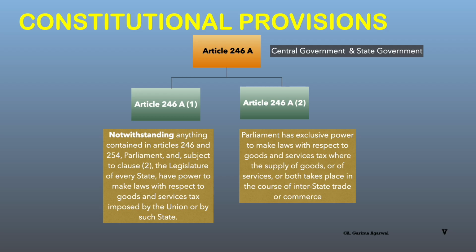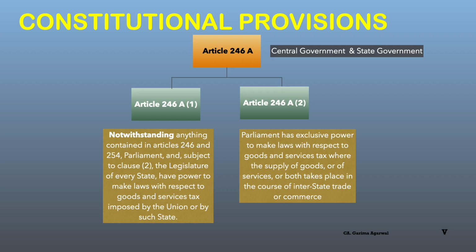Number 1, notwithstanding. Let's harp on this word notwithstanding. It means regardless of the Union list or state list, both Parliament and state legislatures now have the simultaneous power, called concurrent power, to make laws on GST. This is the concept of one nation, one tax. Both governments can levy tax on the same transaction, that is, on the same supply of goods or services.